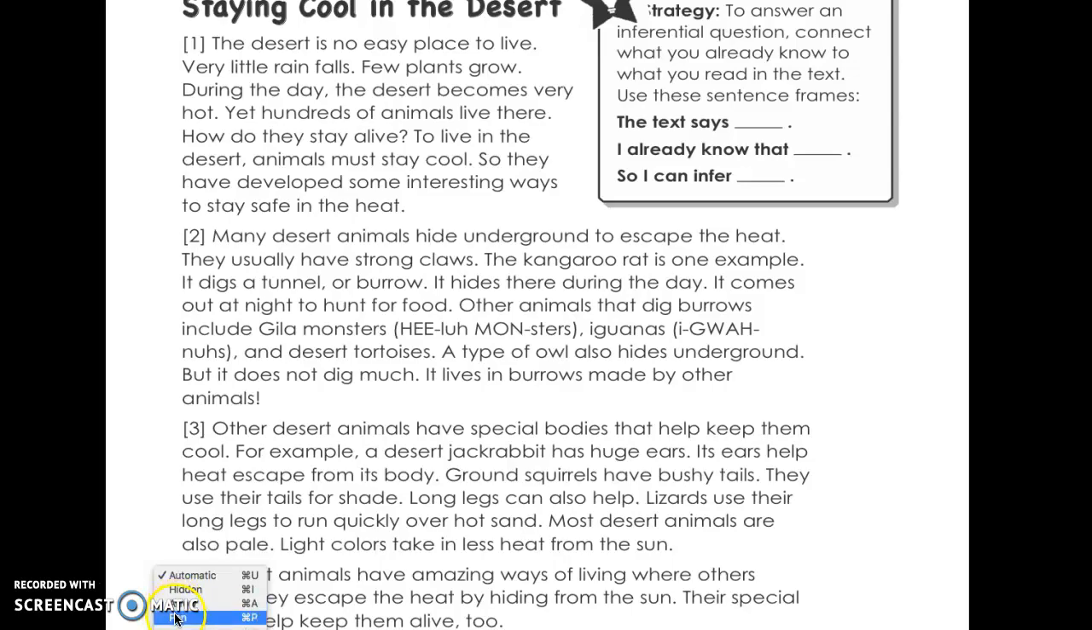Okay, so now we're going to try to make an inference from a text, and this is an informational text. This is called Staying Cool in the Desert, and the first thing I want you to think about is, what things do animals need to survive?